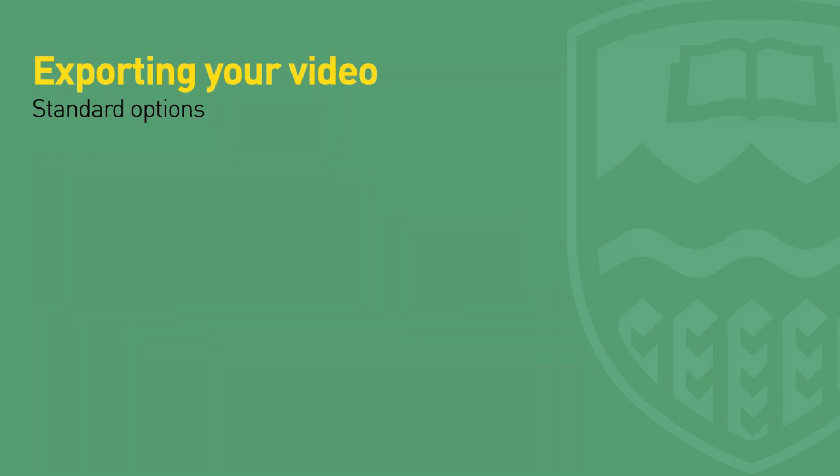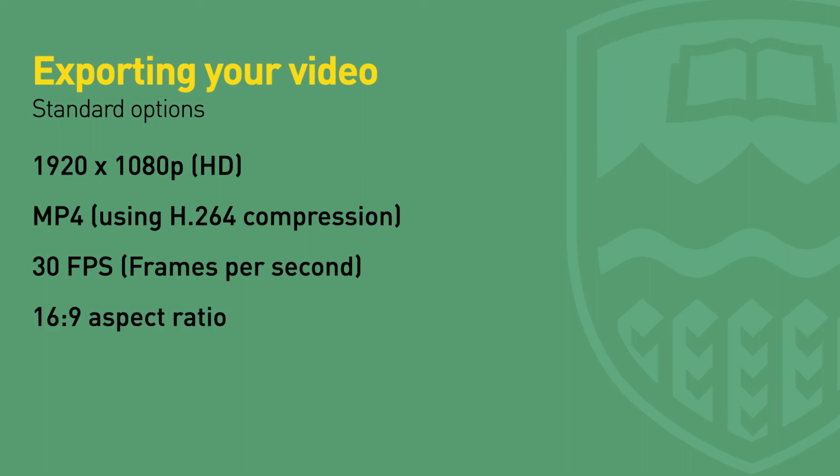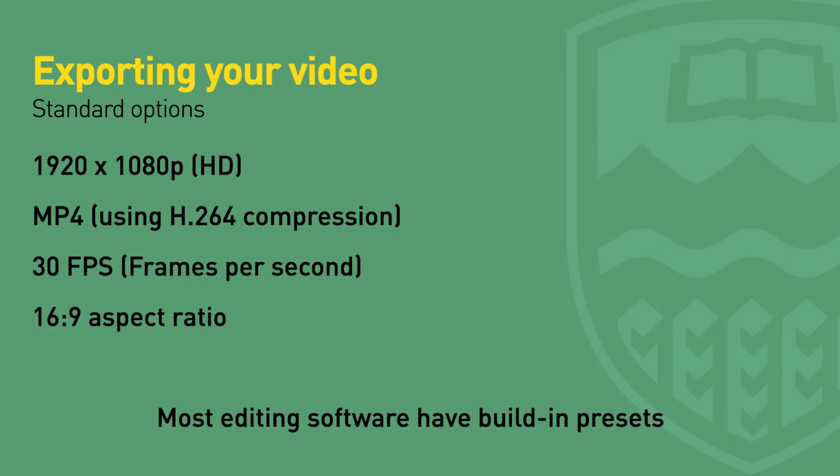So when we're exporting our video, it gives us some standard options. If we're trying to put something on YouTube, say, I would say that these are the friendliest specs these days. So 1920 by 1080, also known as HD, use MP4, H.264 compression, 30 frames per second, and 16:9 aspect ratio. And most editing softwares will have built-in presets like YouTube, so you can usually just select those.